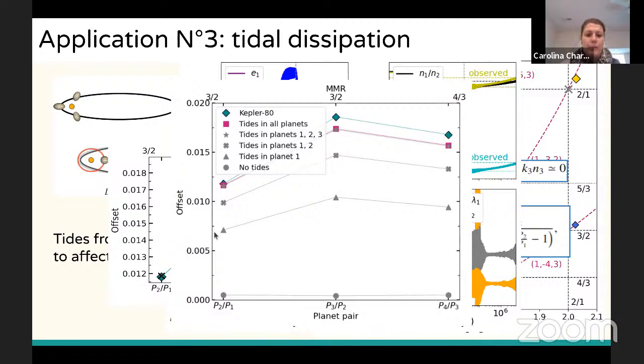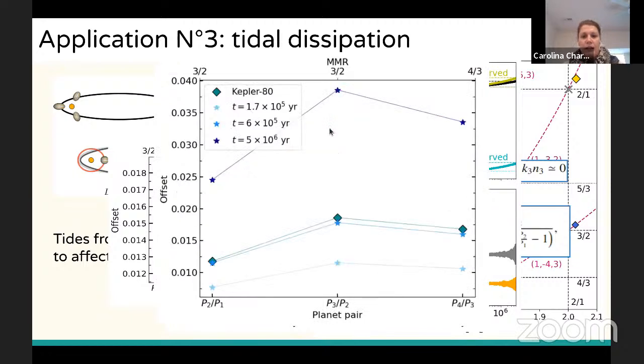So what we did was we applied tides to only one planet in the system, and we get this curve here. We apply tides in the first two planets, and we get this curve here. And if we do that for all the planets, we see that what matches the observation best is when we apply tides to all the planets. And in fact, once we do that and let the system evolve in time, the system will continue to increase the offset, but following this same trend.